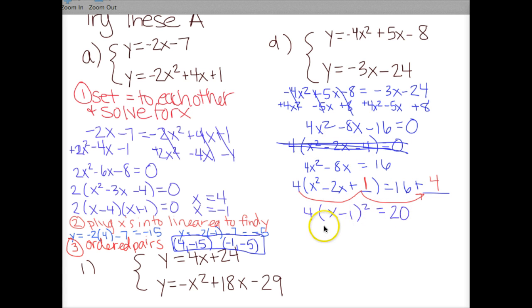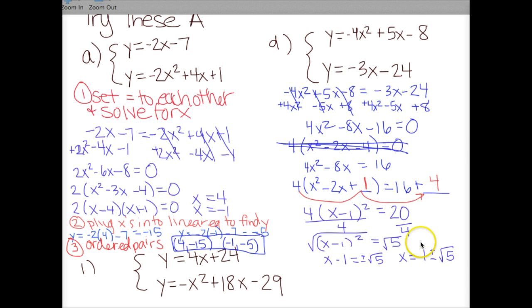And then next, I'm solving, so I need to divide both sides by 4 to get rid of that first. So I've got x minus 1 squared equals 5. Then square root both sides. So I've got x minus 1 equals plus or minus radical 5. And then finally add the 1. So I've got x equals 1 plus or minus radical 5. Remember that these are two separate solutions.